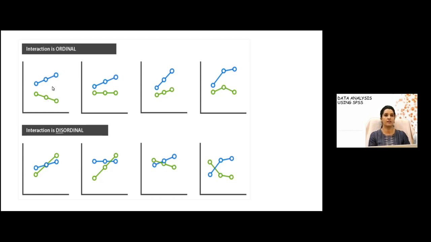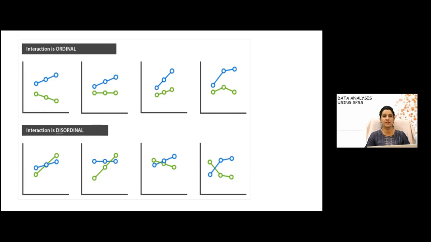If the plot is something of this sort, where they will tend to meet somewhere, if you draw a line here, you can say that they will meet somewhere. So these lines are not parallel and are crossing each other. Then we can say that there is interaction. We define two types of interaction, ordinal and disordinal, but don't go into the category of this ordinal and disordinal. You just remember that if the lines are not parallel, then there is an interaction.